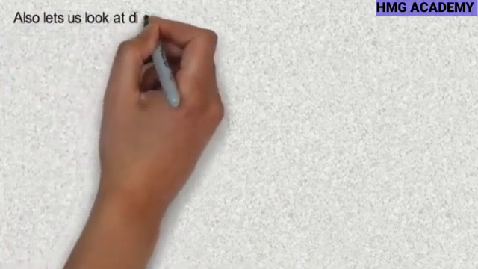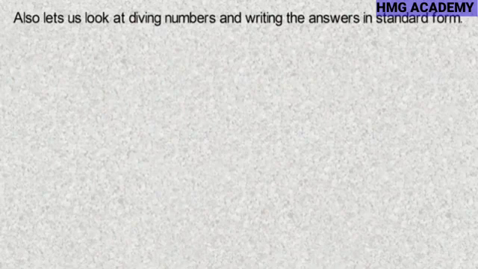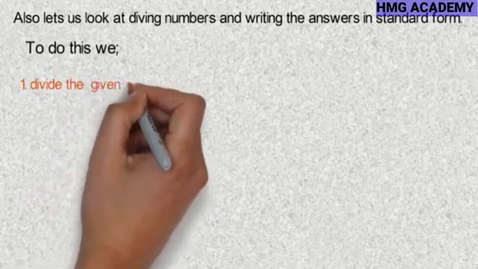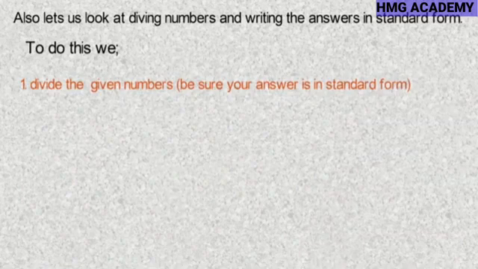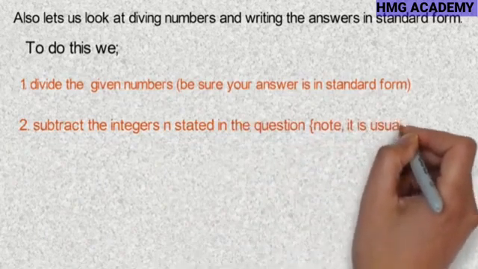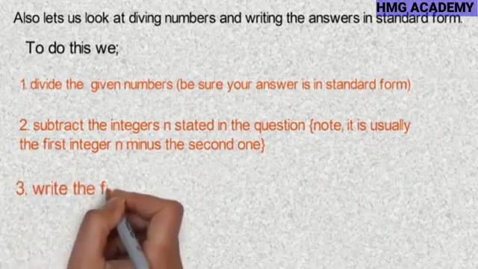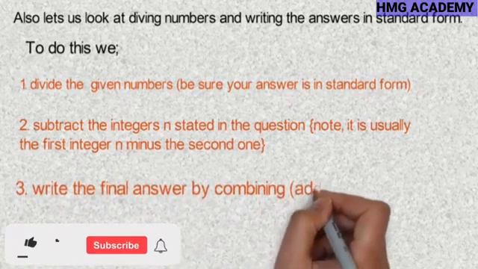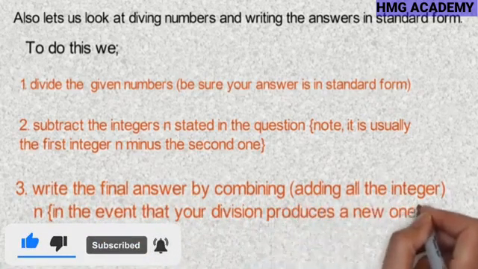Also, we will look at dividing numbers and writing the answers in standard form. To do this, 1. We divide the given numbers and we make sure that our answer is in standard form. 2. We subtract the indices stated in the question. Note, it is usually the first index minus the second one. Then 3. We write our final answer by combining, that is, adding all indices in the event that your division produces a new one. Let's solve the following questions.